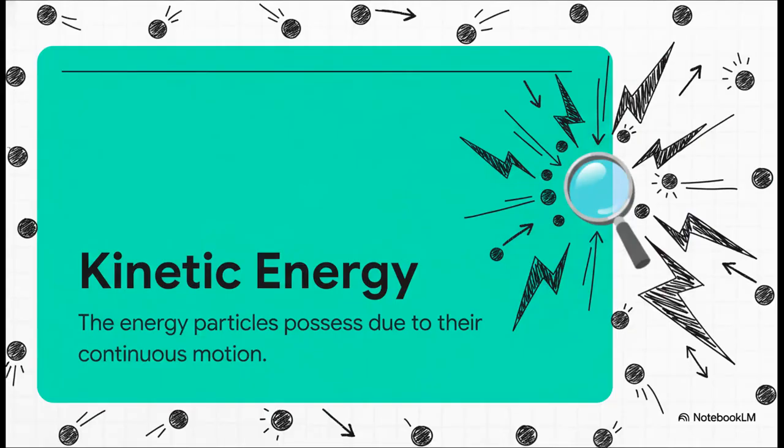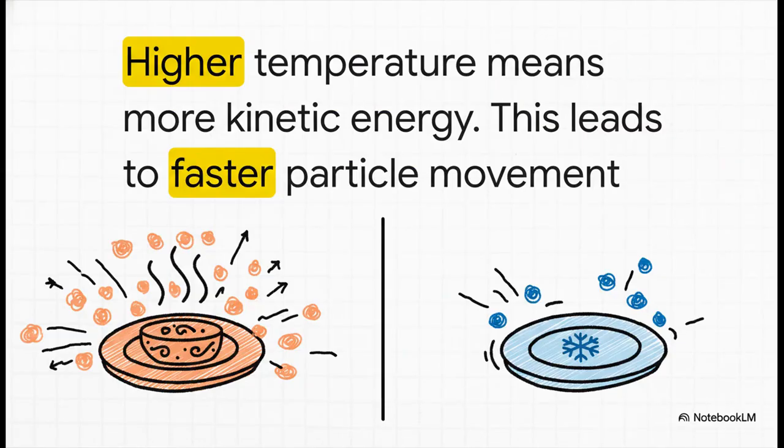So what gives these particles the ability to move? Well, it's because they possess energy. And the energy that particles have due to their constant motion is called kinetic energy. And this idea of kinetic energy explains something we all know. Why does hot food smell so much stronger from a distance compared to cold food? It's simple. When you increase the temperature, you give the particles more kinetic energy. This makes them move much faster, and so they diffuse much faster.